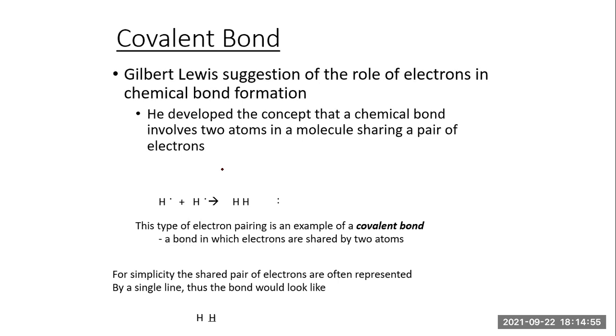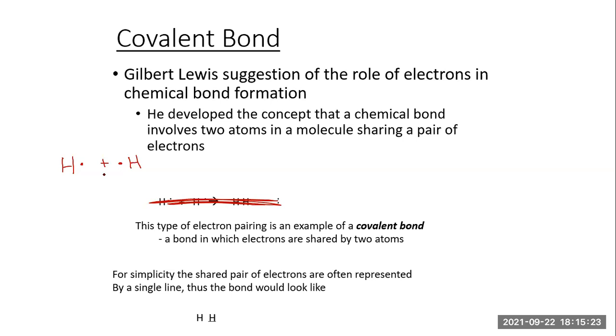All right. So in a covalent bond, Lewis, which is hence why we call them Lewis structures, suggested that when we form a chemical bond, it's a result of sharing of electrons. I'm just going to redraw this. So for example, if we take a hydrogen, it has one valence electron, and we put it together with another hydrogen that has one valence electron.